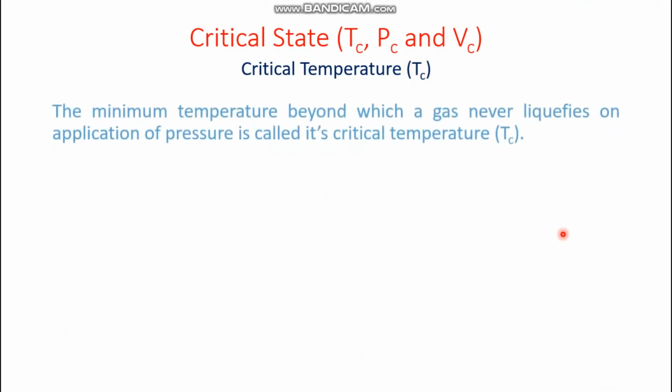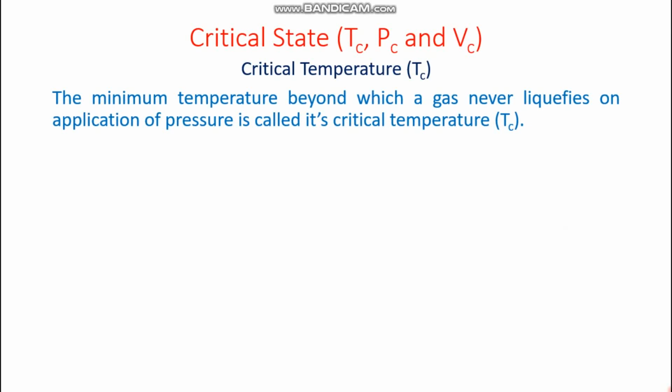This is nothing but the minimum temperature required to liquefy a gas, that is the temperature beyond which a gas never liquefies. Whatever be the pressure, if the temperature is above that temperature, a gas can never be liquid, and above the critical temperature a gas is said to be a gas. Otherwise, below that critical temperature it is said to be a vapor, and vapor can condense into a liquid. So this is the minimum temperature which is required in order to liquefy a gas.